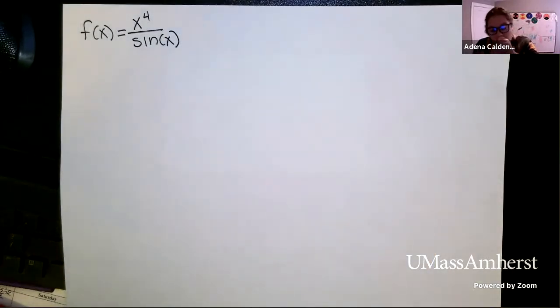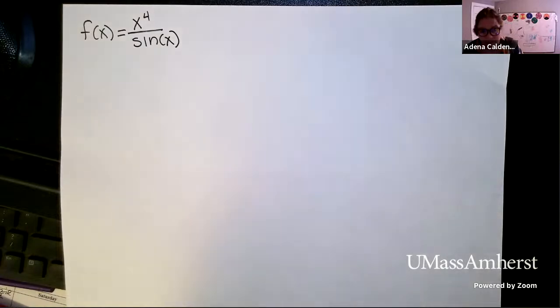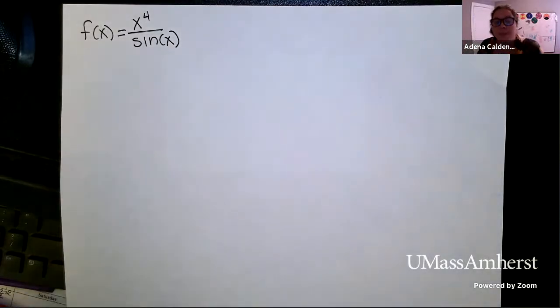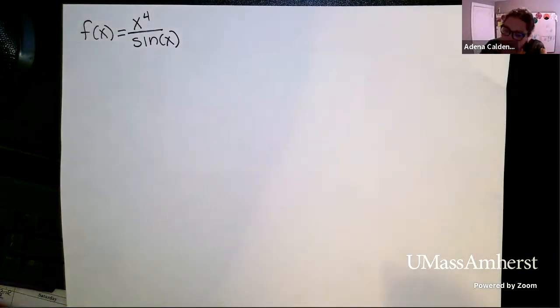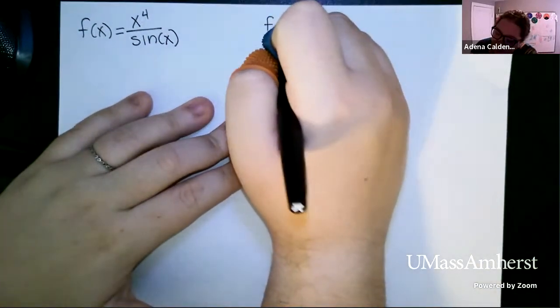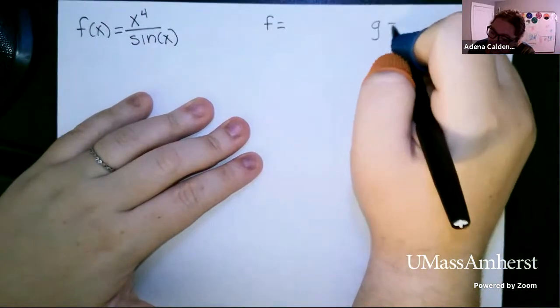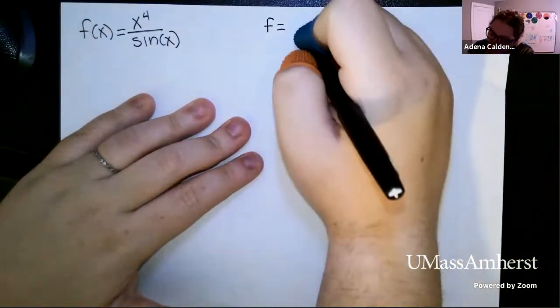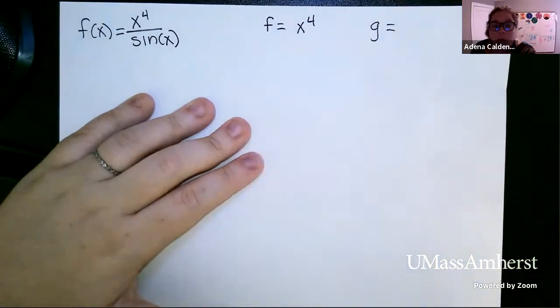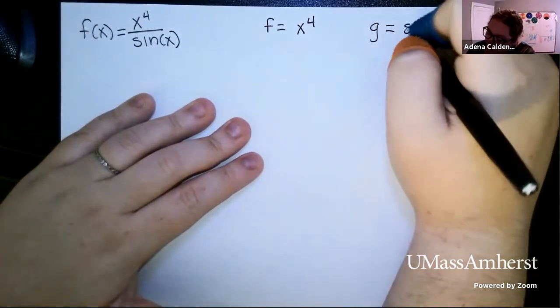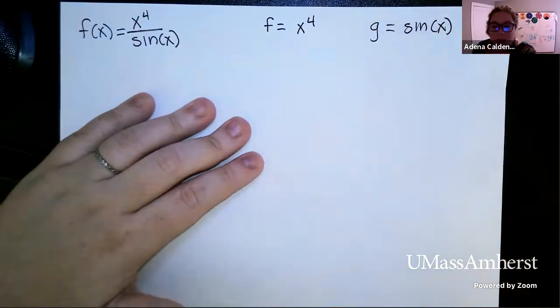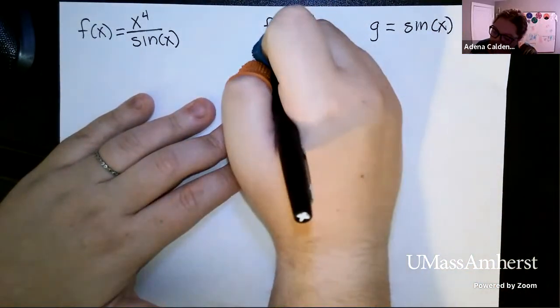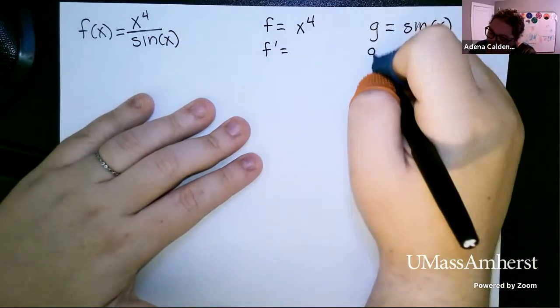All right. So we're going to need a lot of space to write out a lot of our pieces here. So again, on first glance, I'm thinking, okay, I have one function over another one. I need to use the quotient rule. So to get to the first derivative, I'm going to use the quotient rule. And again, the top function is going to be our f, and the bottom function is going to be our g. So the top function is x to the fourth, and the bottom function is sine x. Then I want to find each of their respective derivatives.